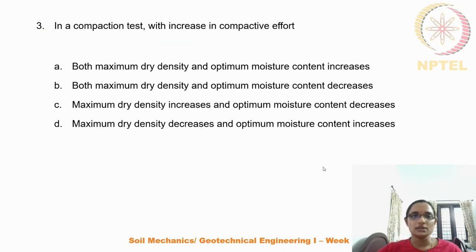In a compaction test with increase in compactive effort, option A, both maximum dry density and optimum moisture content increases. Option B, both maximum dry density and optimum moisture content decreases. Option C, maximum dry density increases, optimum moisture content decreases. Option D, maximum dry density decreases and optimum moisture content increases.